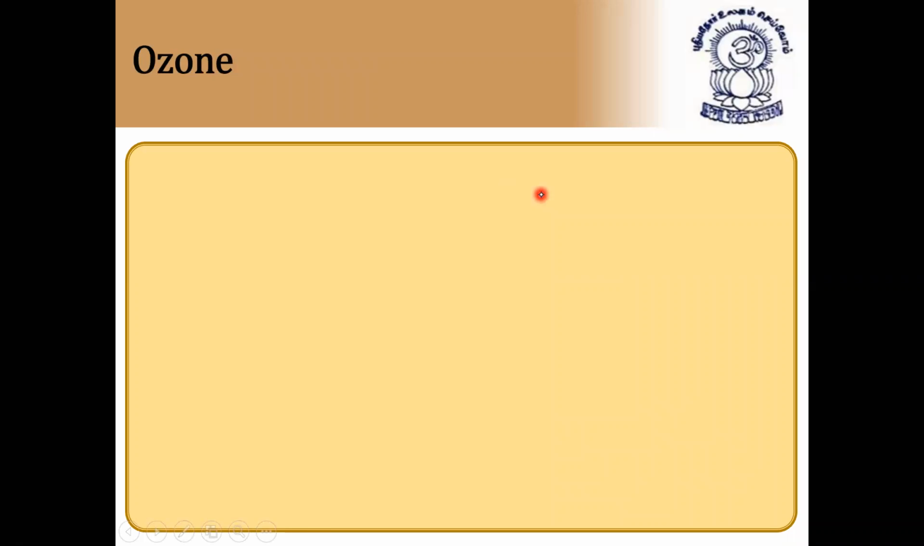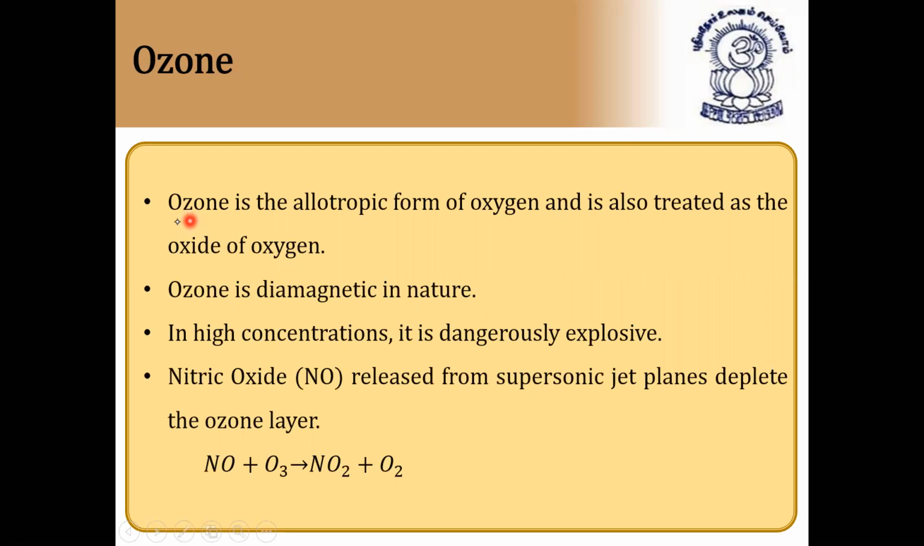Next, we have ozone. Oxygen has two allotropes, one is oxygen and another is ozone. Ozone is the allotropic form of oxygen and is also treated as the oxide of oxygen. Ozone is diamagnetic in nature because all electrons are paired up. In high concentrations, it is dangerously explosive. Nitric oxide released from supersonic jet planes depletes the ozone layer. So nitric oxide plus ozone forms nitrogen dioxide and oxygen gas. So they deplete the ozone layer.